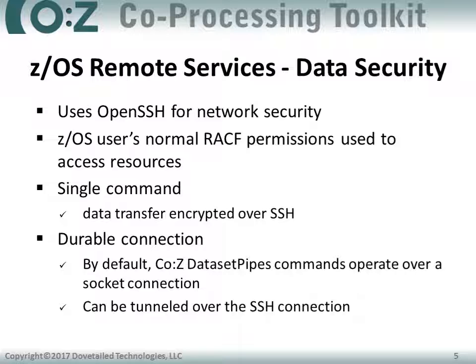When using COSI Control and running commands with a durable connection, there are two modes. By default, Dataset Pipes commands transfer data over a socket connection established by the Dataset Pipes subsystem. The data is not encrypted. This mode is useful within a secure data center and provides better performance. However, COSI Control can be configured to transfer data encrypted over the SSH connection using a tunnel option. We will look at both modes in an example next.